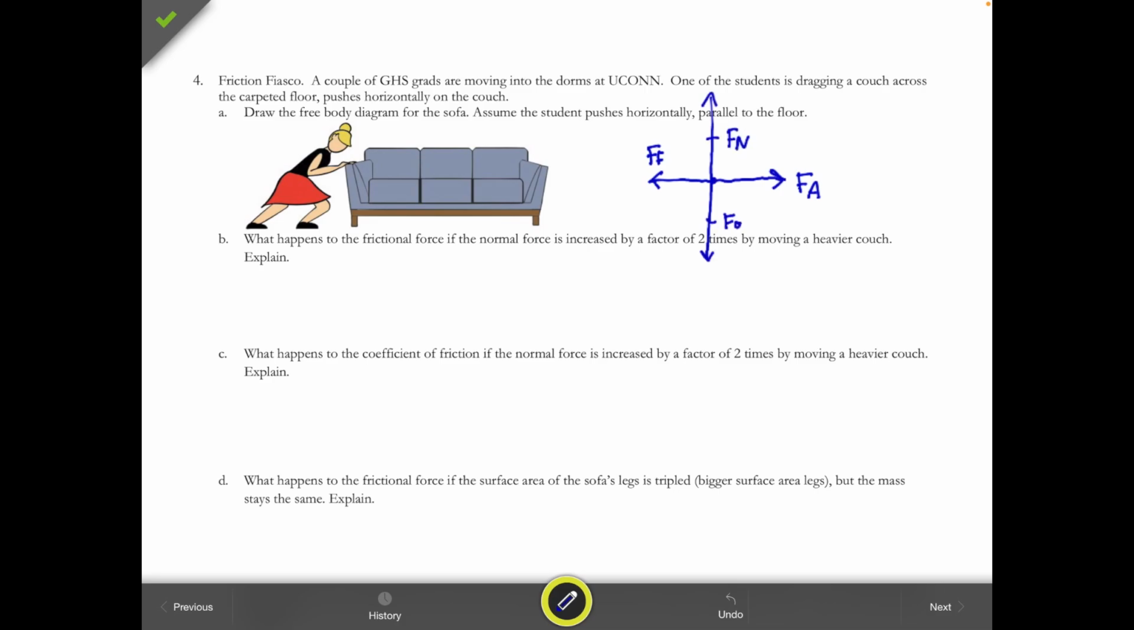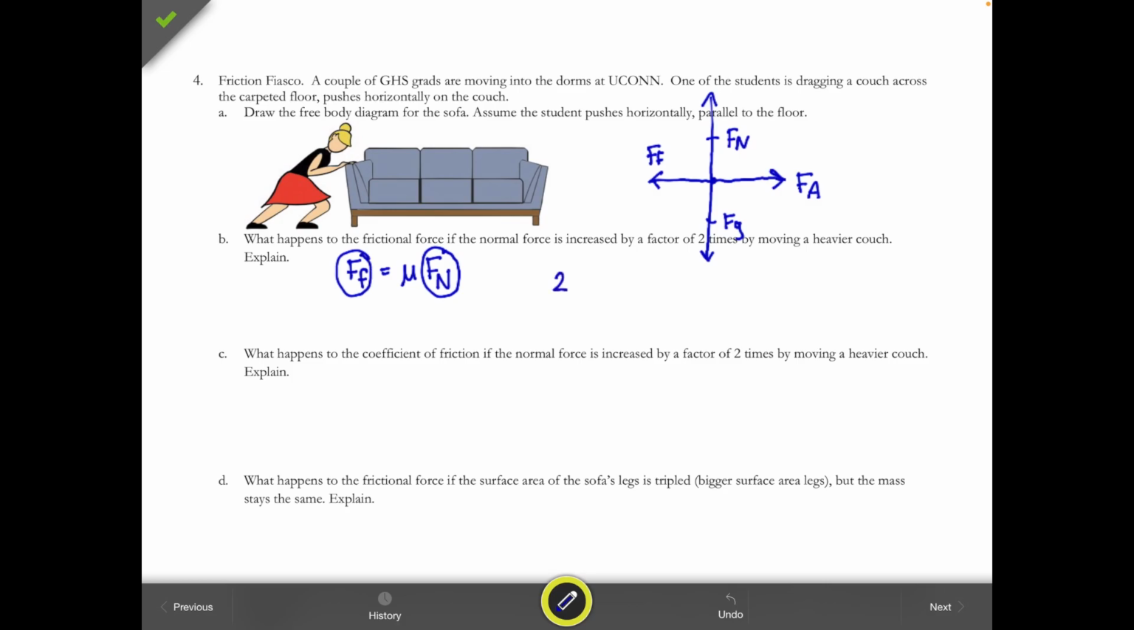In this case, it does not indicate whether this is accelerating or not, so I'm not putting any marks on applied or friction force. B is asking a proportions question. It asks what happens to friction if the normal force is doubled? Well, check out our friction equation. There's a direct relationship between normal and friction. If I make normal twice as big, it makes friction twice as big.